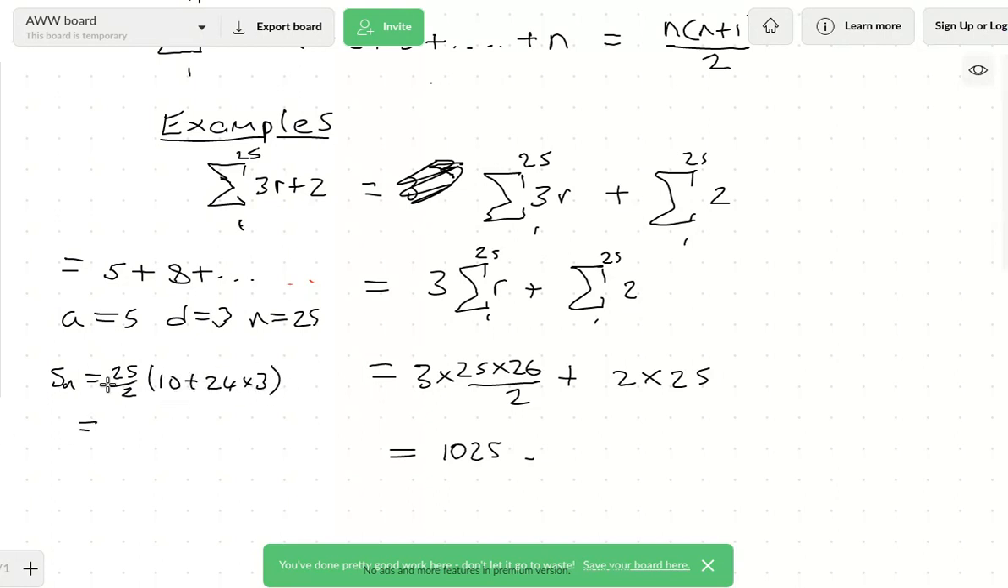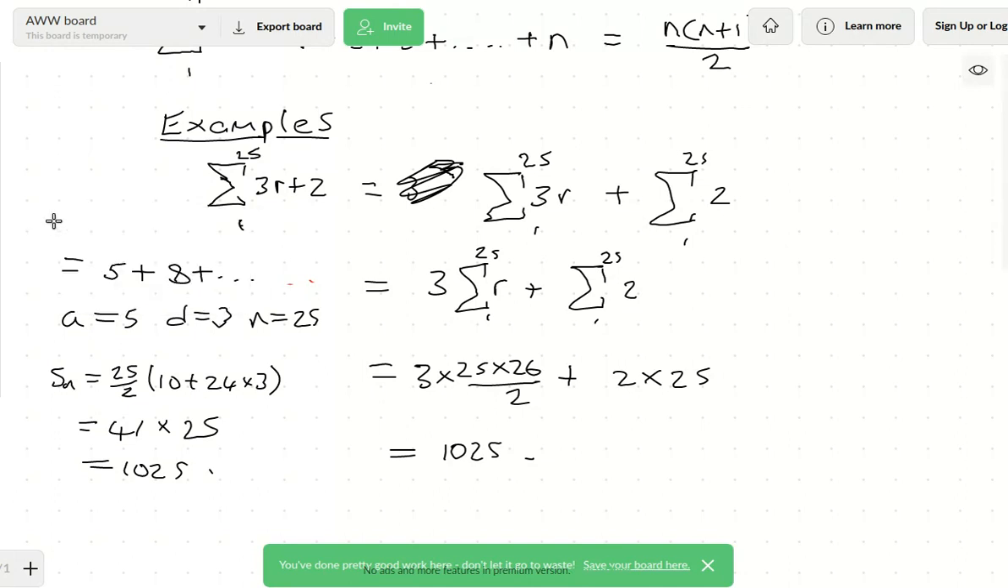And sure enough, what do we get? 24 times 3 is 72, 82, we get 41 times 25. And 41 times 25 is 1,025 as well. See, you can do it actually in two different ways, but I strongly suggest that you start doing it this new way, which we're learning in this chapter. Okay, so that's a bog standard simple question.